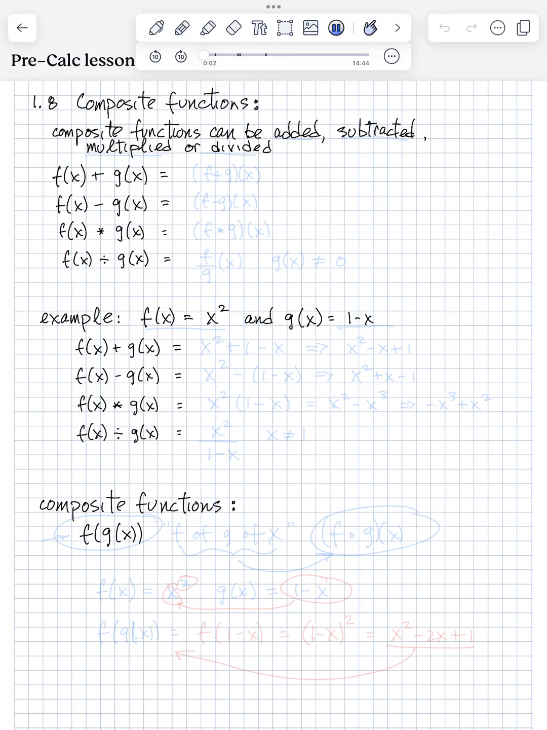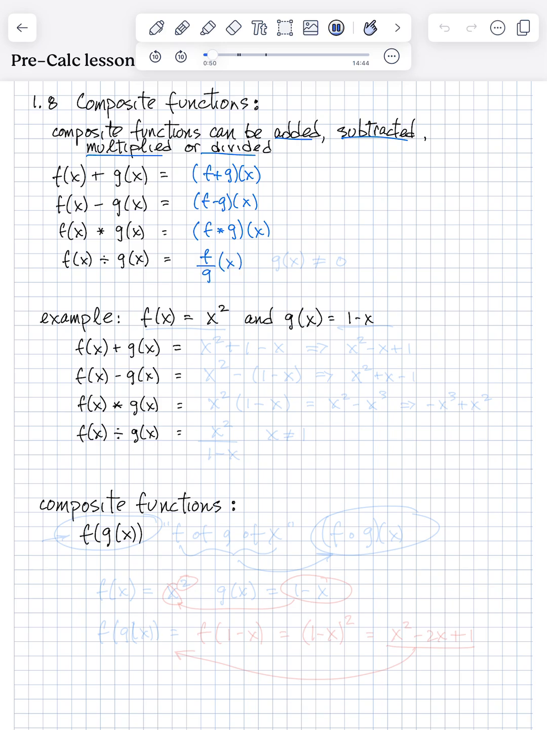Okay, lesson 1.8, day 1 is on composite functions. And these functions, as you probably remember, can be added, subtracted, multiplied, or divided. So if we have f of x plus g of x, this is just f plus g of x. F of x minus g of x, f minus g of x, multiplied would be f times g of x, and divided, it's just going to be f divided by g of x.